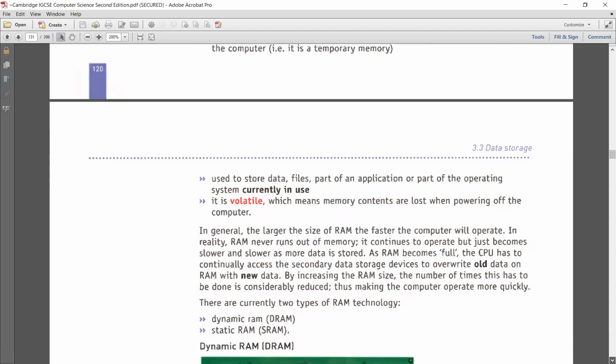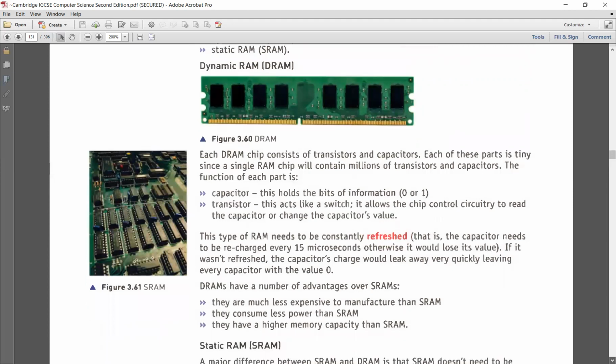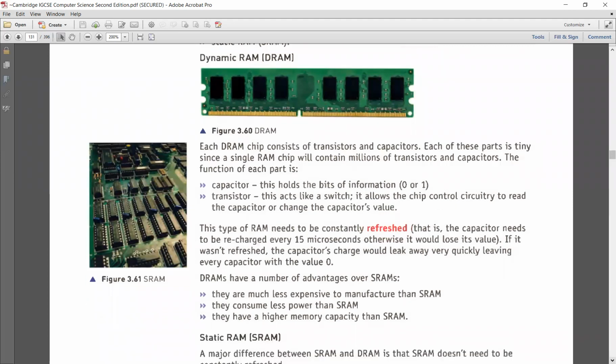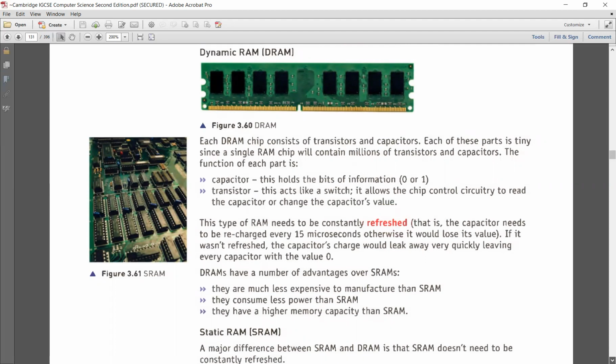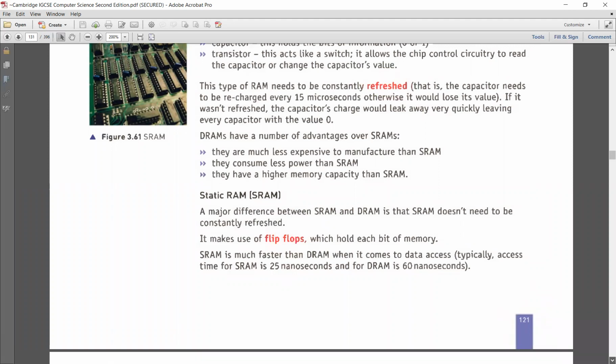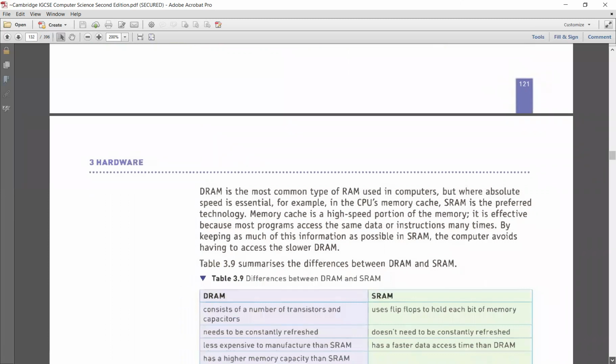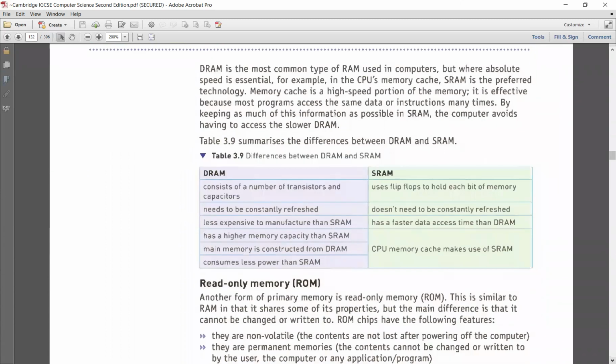Then RAM is further classified into DRAM and SRAM. What is DRAM and what is SRAM? You can see the type of RAM that is refreshed is DRAM, and DRAM has a few advantages. It is less expensive, it consumes less power, and it has a higher memory capacity than SRAM. And SRAM basically makes use of flip-flops, and SRAM is faster. SRAM does not need to be refreshed, and it's a little expensive. You can refer to this table for the DRAM and SRAM differences, and you can easily score.